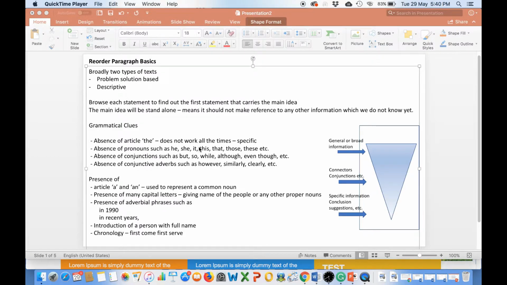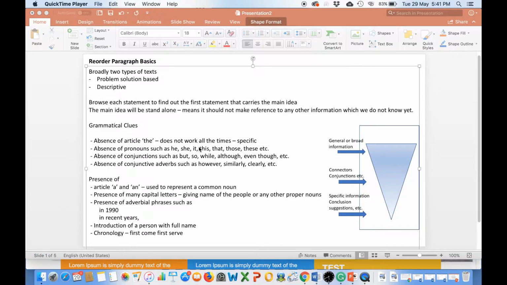This is one of the tasks where only one thing will not help you. You have to look into it in depth, and you have to do lots and lots of practice so that you expose yourself to different types of writing and you are able to connect different types of sentences.